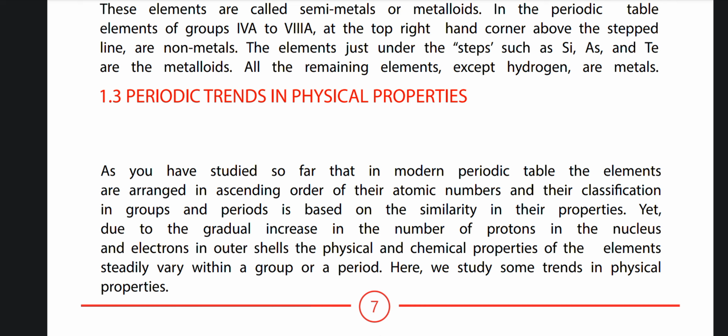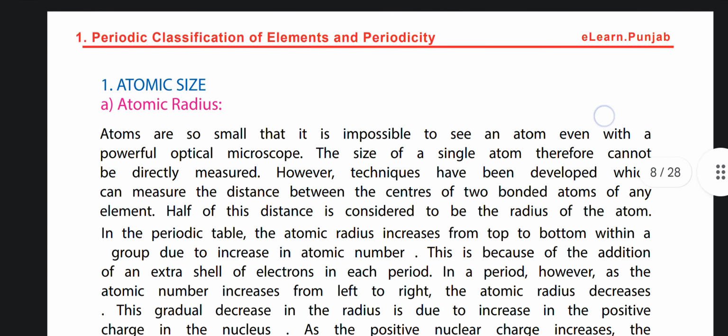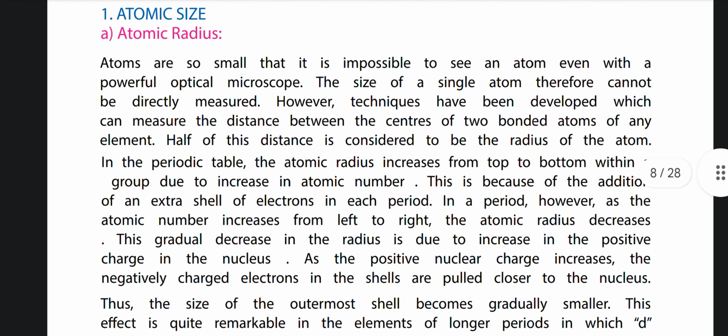Yet, due to the gradual increase in the number of protons in the nucleus and electrons in the outer shell, the physical and chemical properties of the elements steadily vary within a group or a period. Here, we study some trends in physical properties. Number 1. Atomic size. A.